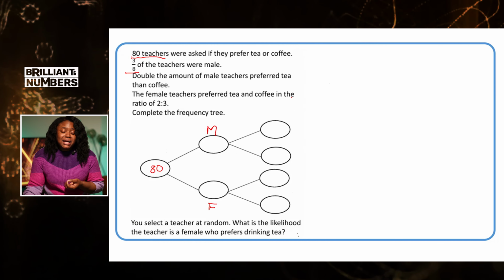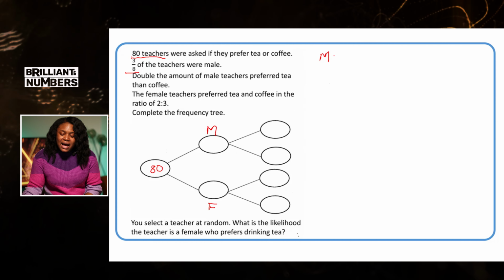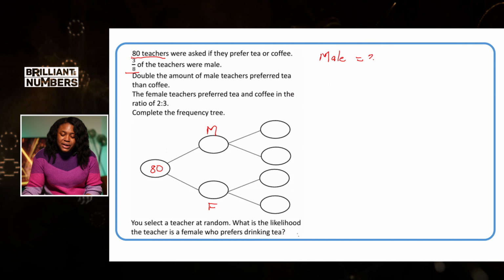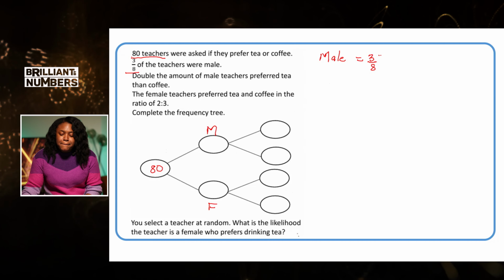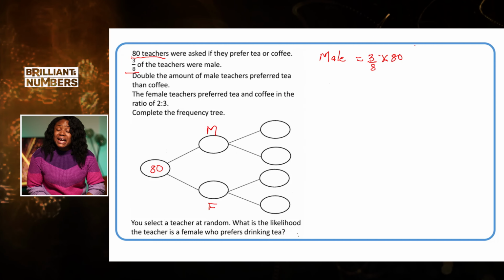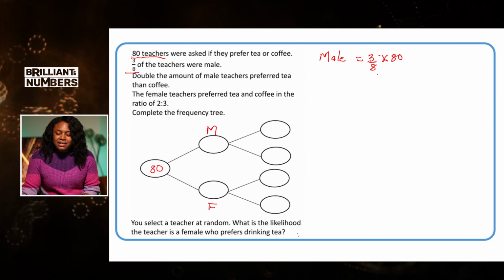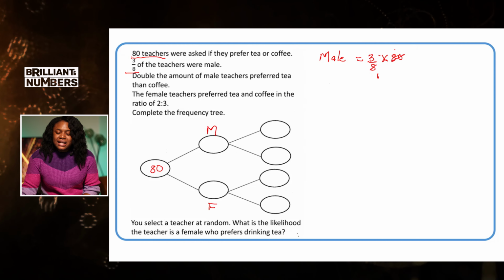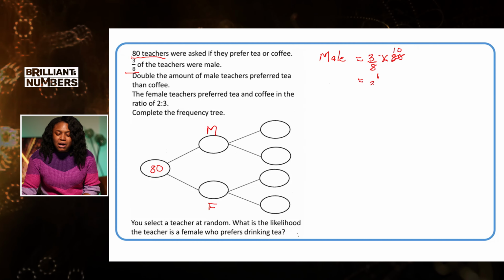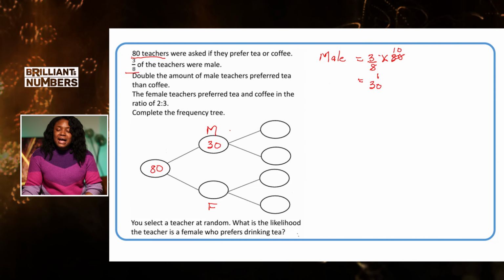And we know in mathematics, the word of indicates multiplication. So I'm just going to go ahead and find out how many of those teachers are males. So we're going to do 3/8 multiplied by 80. So it's the same as doing 80 divided by 8 and then multiplying by 3. I'm just going to simplify. 8 into itself goes once, and 8 into 80 goes 10 times. So therefore, the male teachers are 30 altogether. So we're just going to go ahead and put that on our diagram.